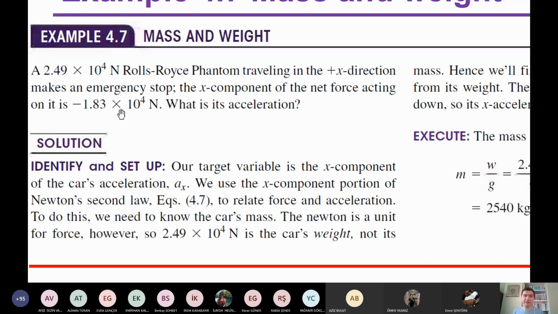Here, what do you see? It is not the mass, it is the weight, because Newton is the unit for force. Then this is the weight of the Rolls-Royce Phantom, okay? And then here we have another force acting on this Rolls-Royce. So what is the acceleration? At the beginning, it was traveling in the positive x direction, and then it makes an emergency stop. So this is the question. We have to find the acceleration.